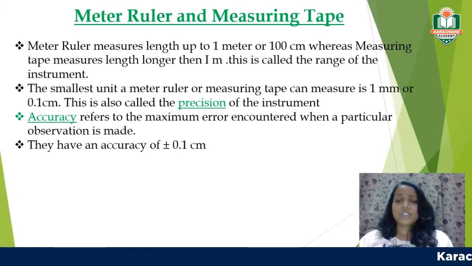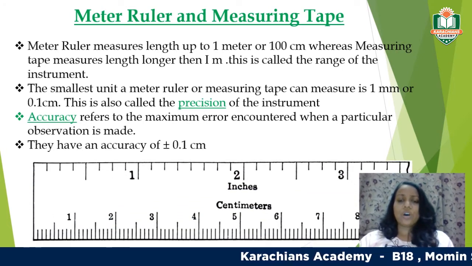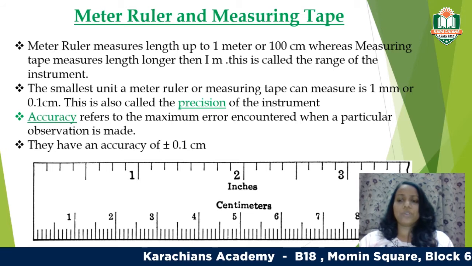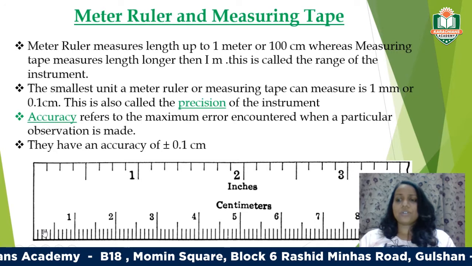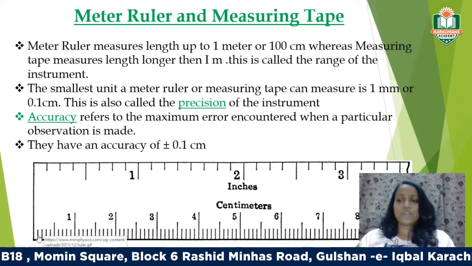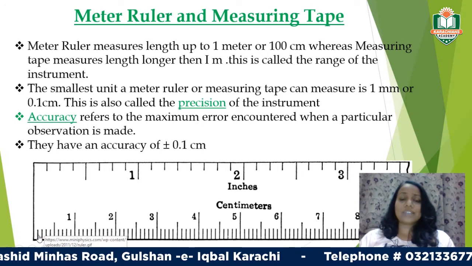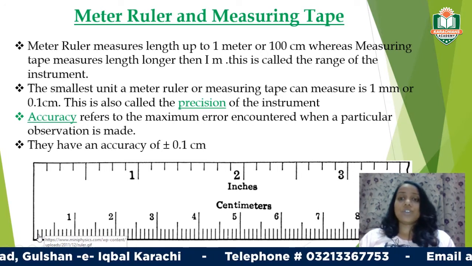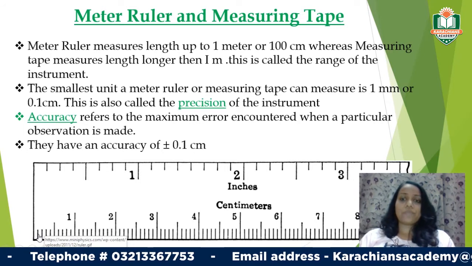Anyways, the smallest unit the instrument can measure, if you look at the diagram below showing your meter ruler, when you look closely, look at the smallest length. The smallest length over here is 1 millimeter. So 1 millimeter is known as the precision of the instrument. That is, you cannot measure anything smaller than 1 millimeter over here.